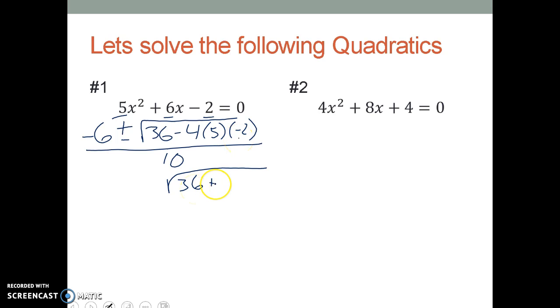So it's going to be plus 4 times 5 times 2. Well, 4 times 5 is 20, and 20 times 2 is 40. And so this is the square root of 76.